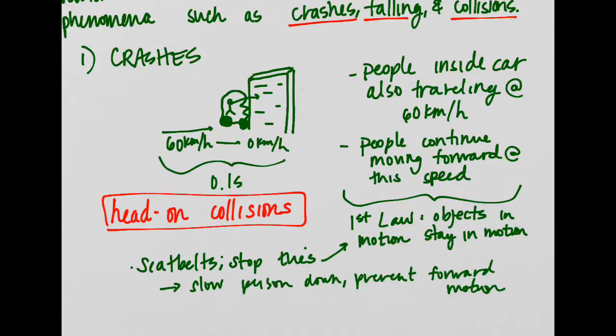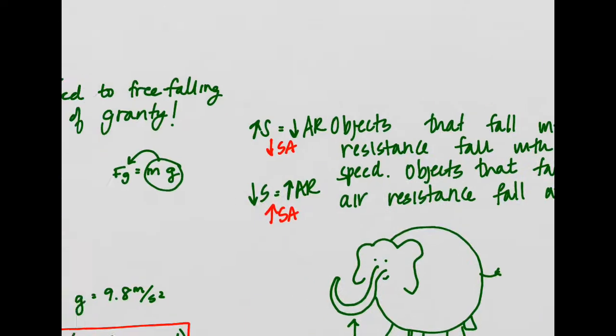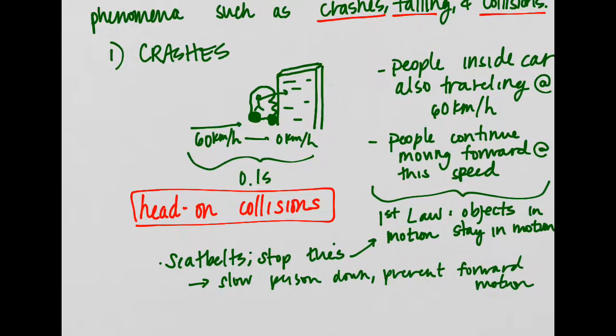So what the seatbelt does, remember, is it slows the person down and prevents the forward motion. If we don't have on a seatbelt, I didn't go over this. Yes, I did. I guess I just didn't draw pictures or write any notes about it. I must have just talked about it.